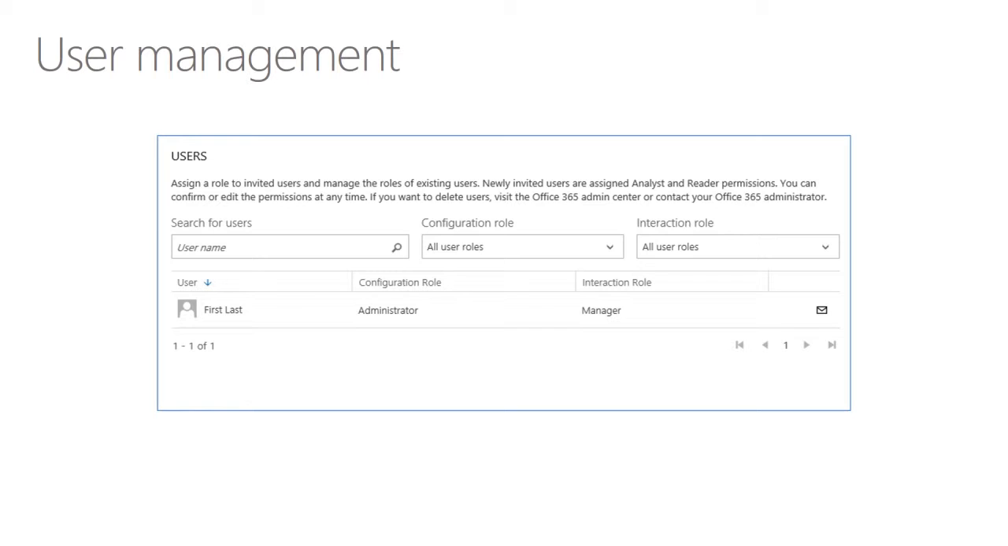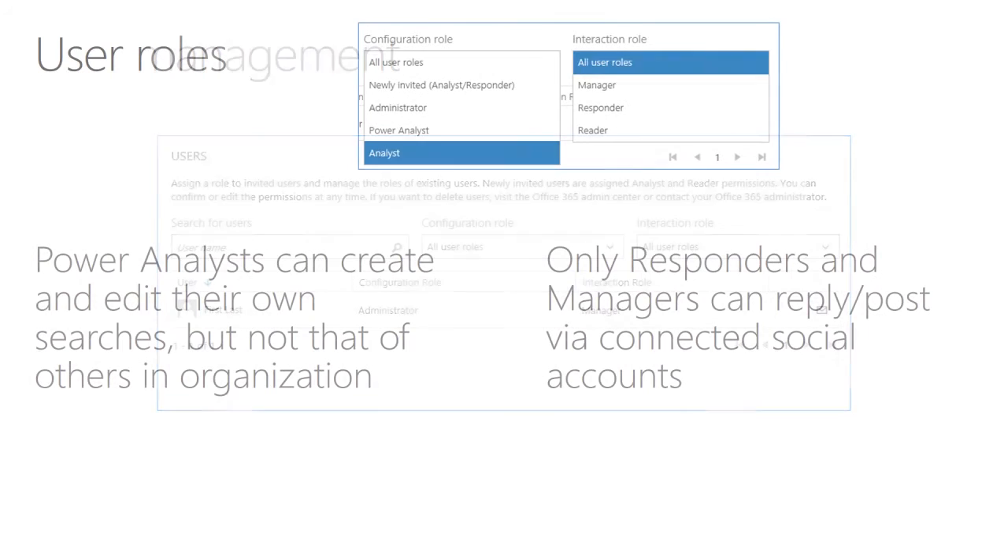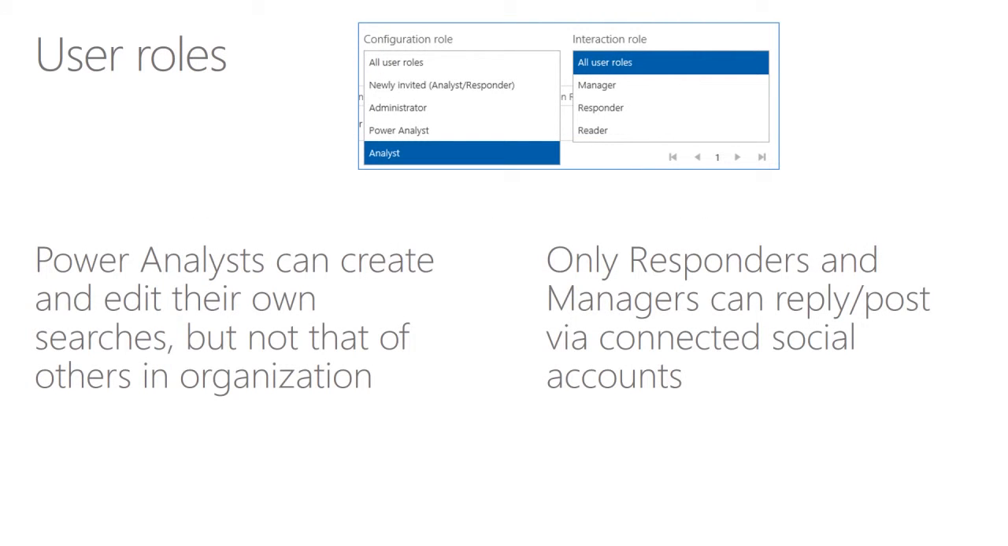So here we have user management. You did a little bit of this in one of your prior hands-on labs where you brought in new users and assigned them user roles. Now we'll learn a little bit more about those roles. We have configuration roles and we have interaction roles. So on configuration side, newly invited folks will be seen by admin, and they will be given their configuration role by the administrator, but they sit in this purgatory state until that happens.